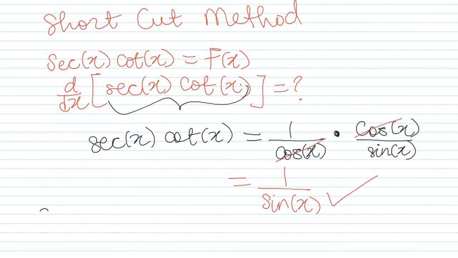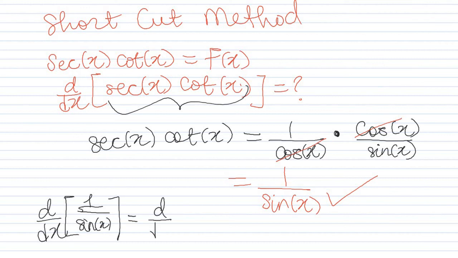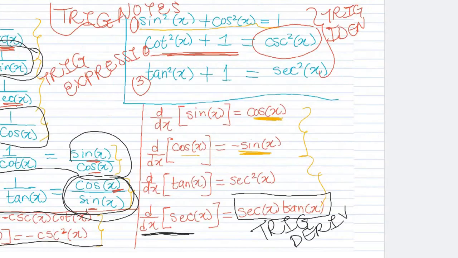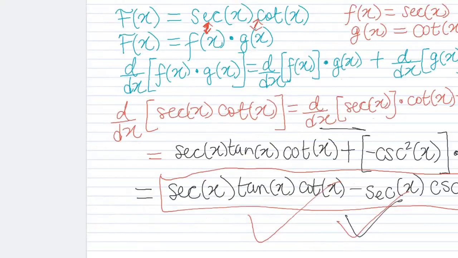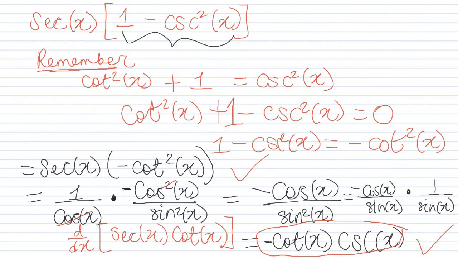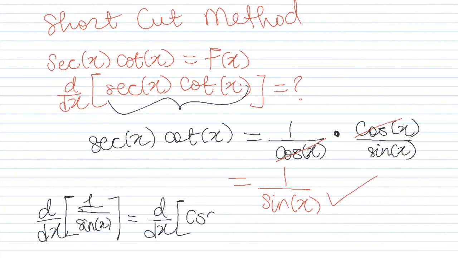Now we take the derivative of the broken down or simplified information. So instead of taking the derivative of secant x cotangent x, we take the derivative of 1 over sine x. What did we say 1 over sine x was again? In that method, 1 over sine x is cosecant x. So instead, we take the derivative of cosecant x.